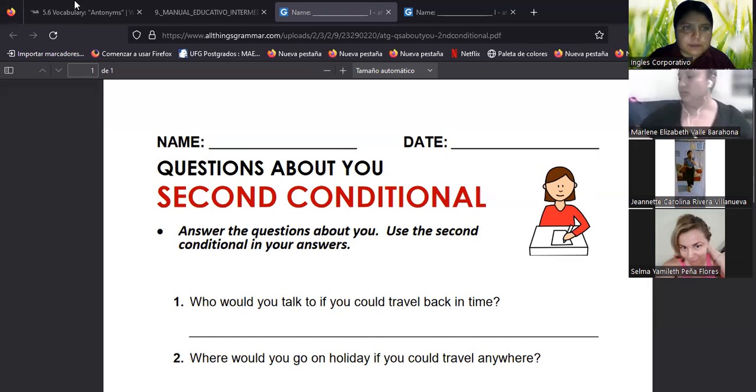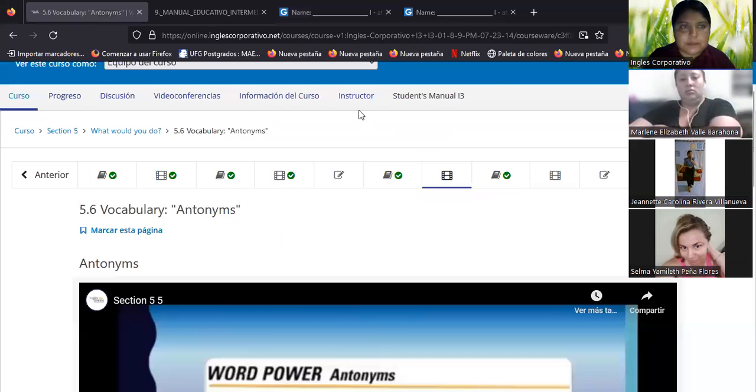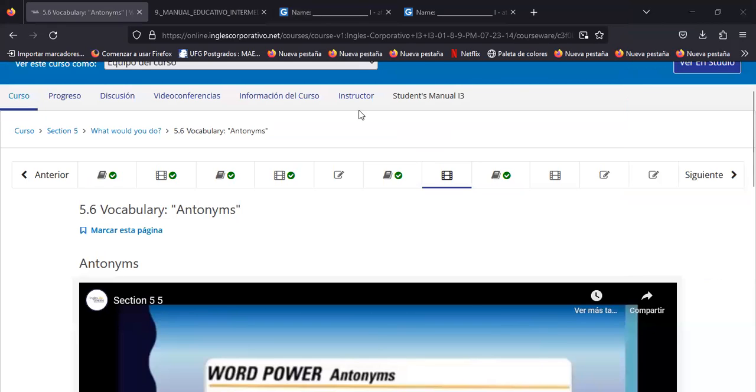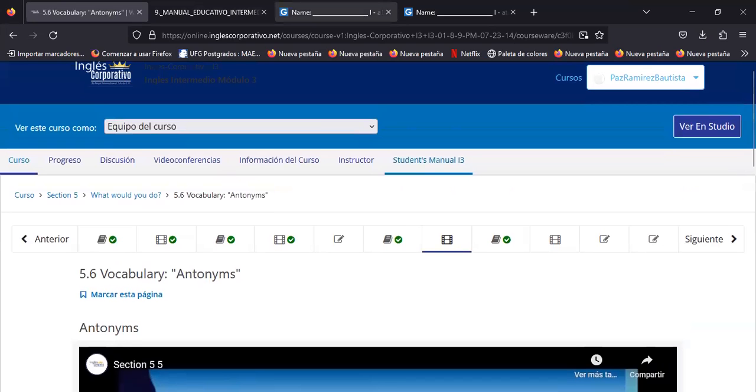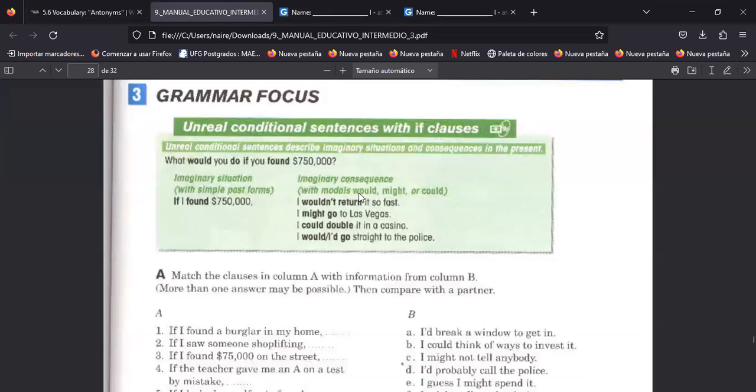Let me see. I'm gonna start sharing. This is our platform for intermediate three. Previously we were talking about real conditional sentences with if clauses, right? We were having a discussion. So what will you do if you found $750,000? And we're gonna be checking that a little bit more.